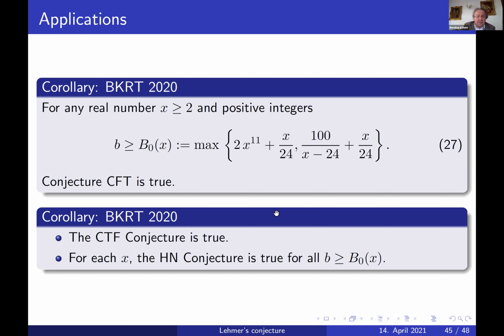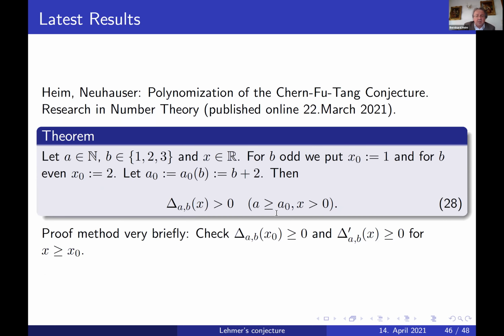And now, just to end my talk, it's about recently published research in number theory. We now have for 1, 2, 3.